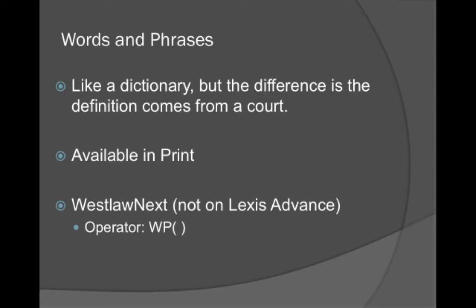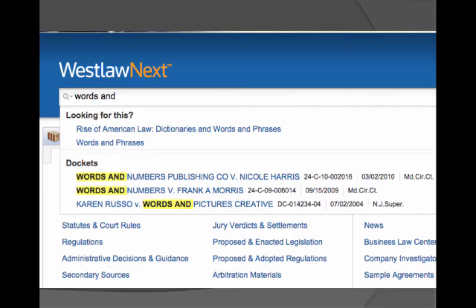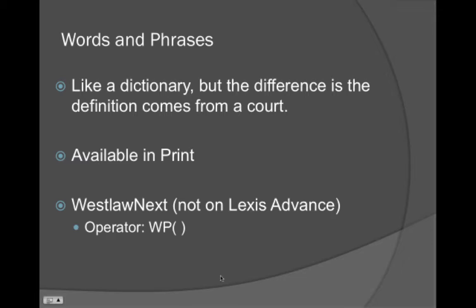So, words and phrases. It's available in print. It's available in Westlaw Next. It's not on Lexis Advance. You can use it in Westlaw Next and type in words and phrases, or just put in the operator WP and then type in what you want to define in parentheses at the top search box. It's like an abbreviated way of just cutting to the chase and telling it that you want it to operate within this database and that you want it to define this term. You want it to search for definitions of this term.